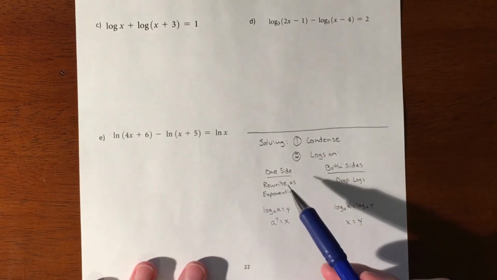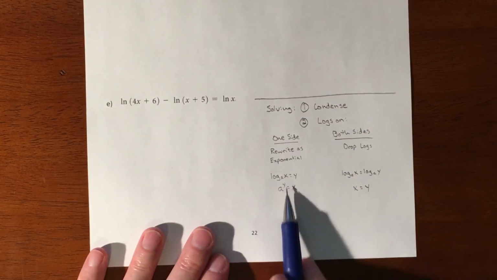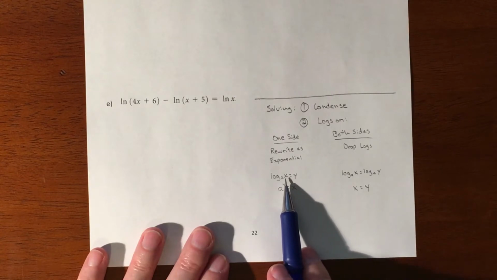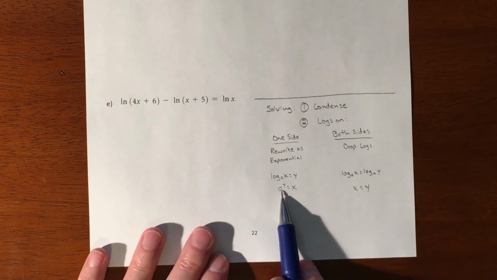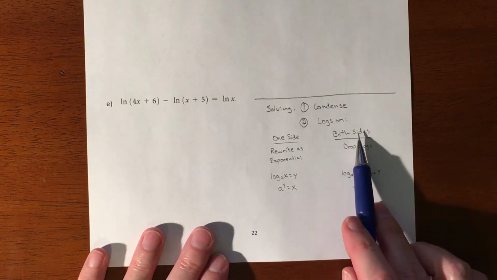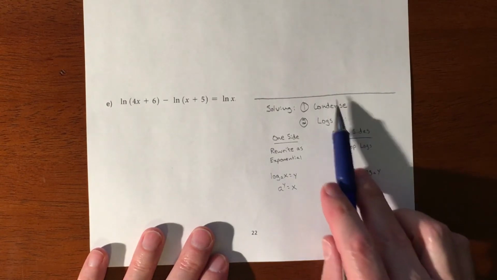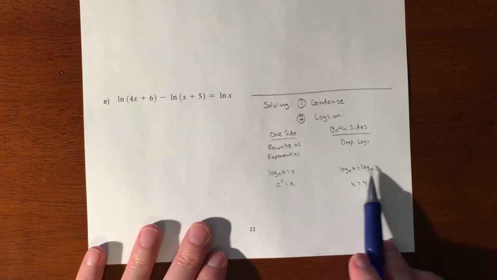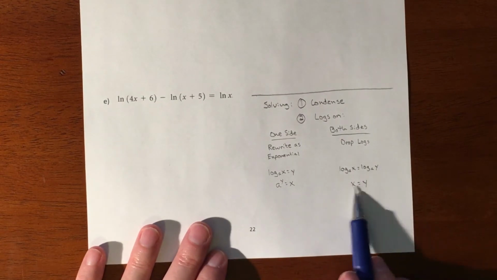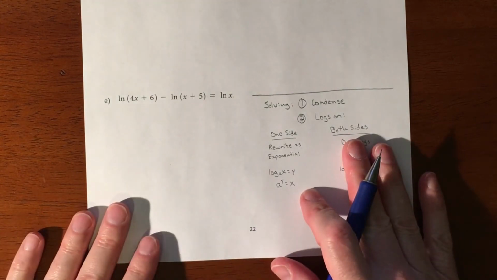Then if you have logs on one side, such as this, every single time you're going to rewrite it as an exponential. Don't forget that the base of your log becomes the base of your exponent. Logs equal exponents, so it's going to become a to the y power equals x. If you have logs on both sides, this might be an easier type of problem. Once you condense, you just drop the logs and focus on the values inside. So those are two different situations, and we're going to go through a couple examples.